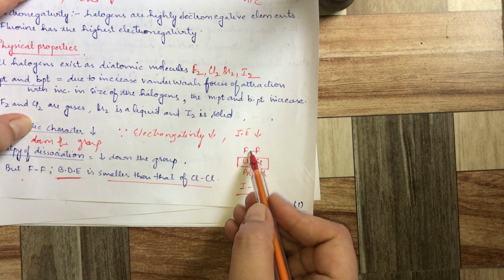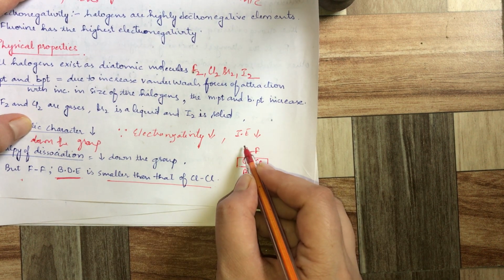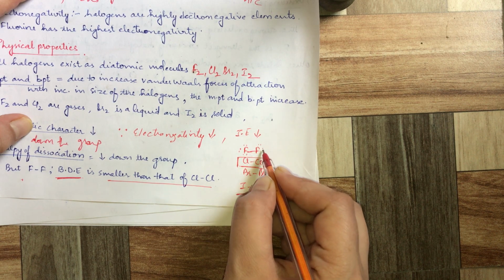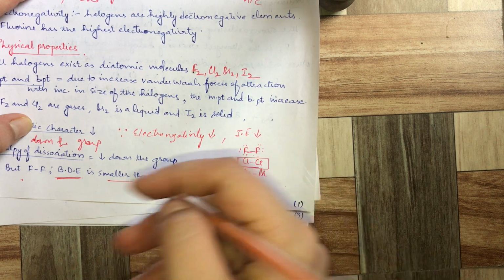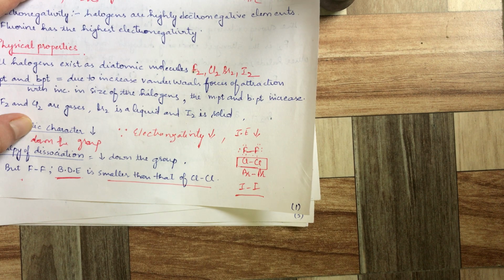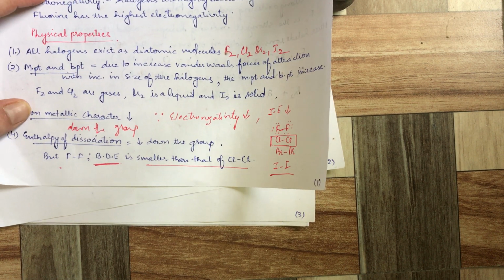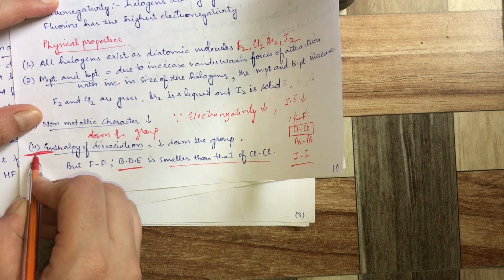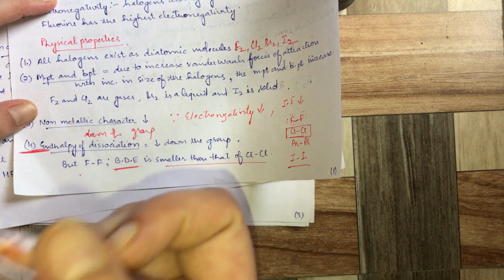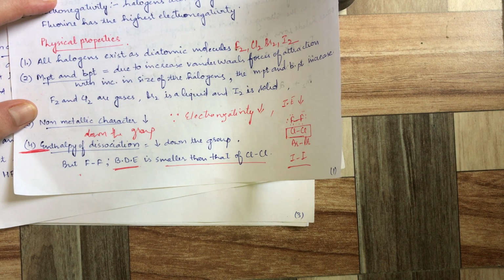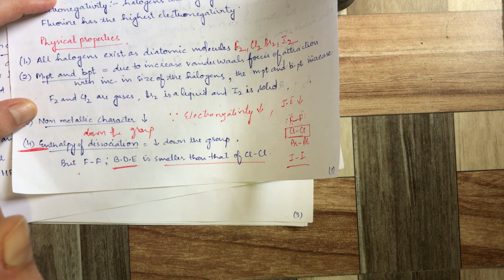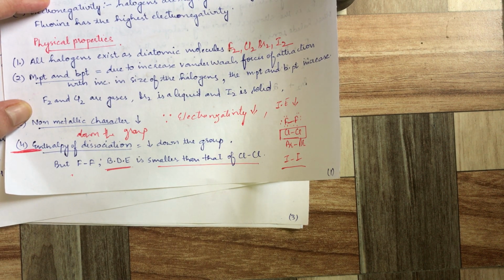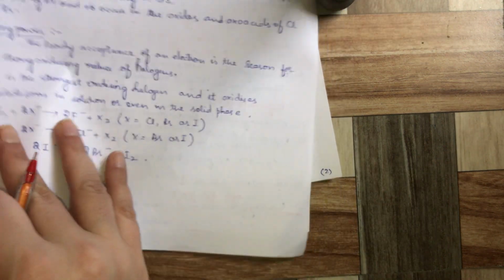Why? See, due to the small size of fluorine, its valence electrons are nearer to each other. So they are bound to repel each other. Due to repulsion, this bond becomes weak and hence easier to break. Very important question. Pay attention to this enthalpy of dissociation. As we move down the group, the bond dissociation enthalpy becomes lesser, but out of fluorine and chlorine, chlorine has the highest bond dissociation enthalpy. It is very difficult to break the chlorine-chlorine bond.